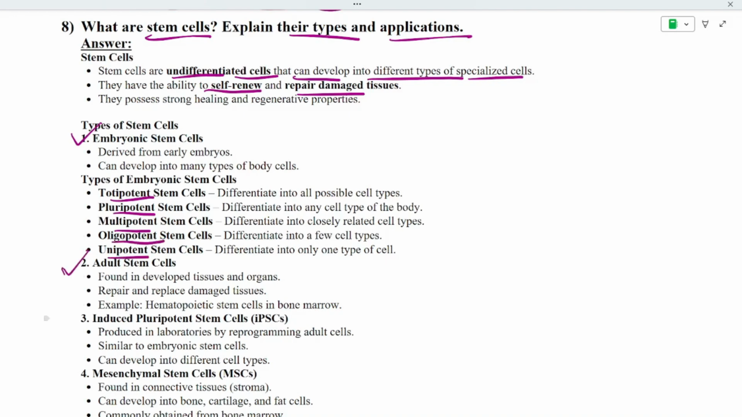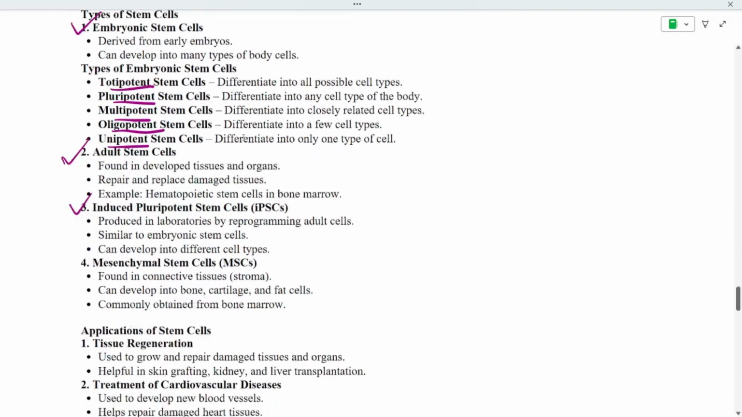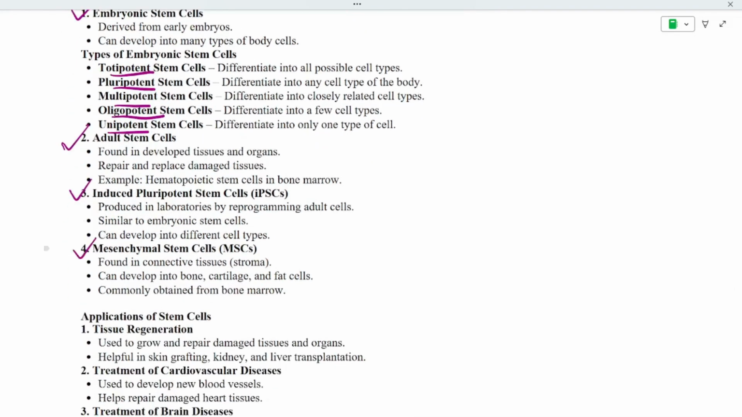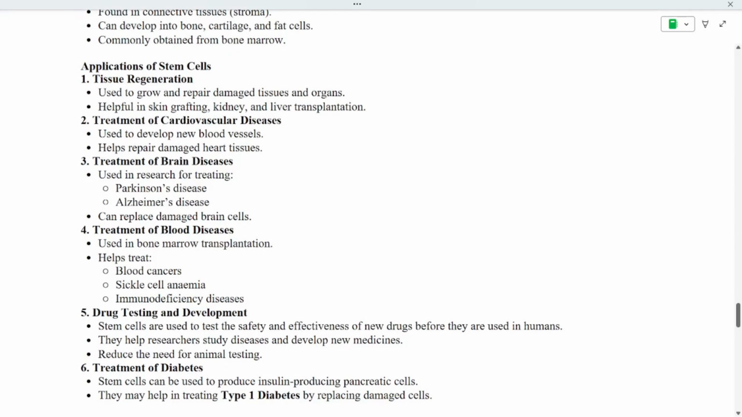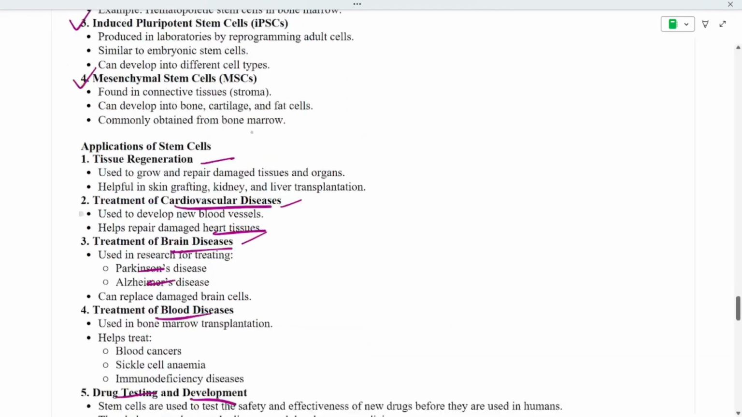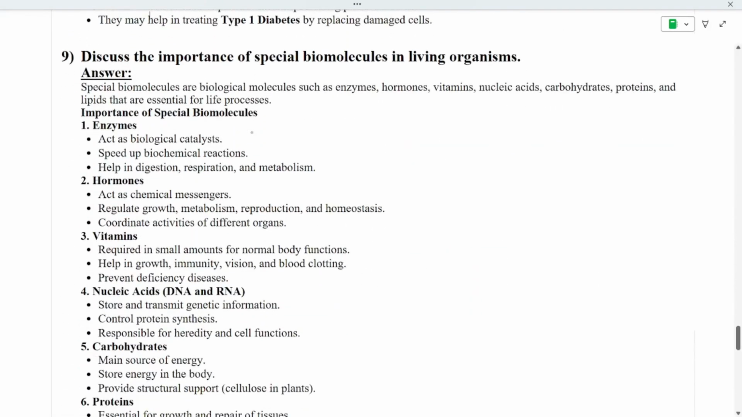Next is about the adult stem cell and induced pluripotent stem cell and mesenchymal stem cells. What is the application? This is also again they have asked. That is for tissue generation they use, and for cardiovascular, related to heart disease and heart tissues and all. Brain disease also, such as Parkinson and Alzheimer and all. And it is also a treatment for blood disease, and they use it for drug testing and development of the drugs, and prediction or treating the diabetes also it helps.